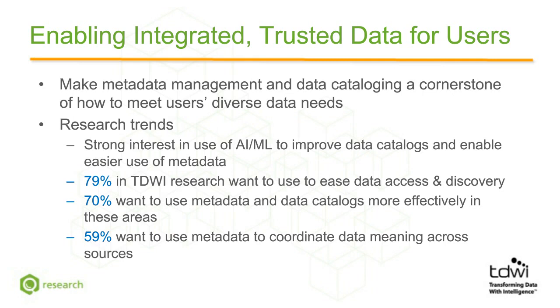So 79% in research want to use it to ease data access and discovery. That's the first thing: can we use this metadata resource to make it easier to get to the data, to get to that reduced time to insight idea. 70% want to use metadata catalogs more effectively in all of these areas that I've mentioned, and then 59% want to use metadata to coordinate data meaning across sources. So this is where it's a more complex semantic meaning that is starting to build on top of simpler data definition metadata. That's another revolution that's occurring, building on that to understand data relationships at a higher level.